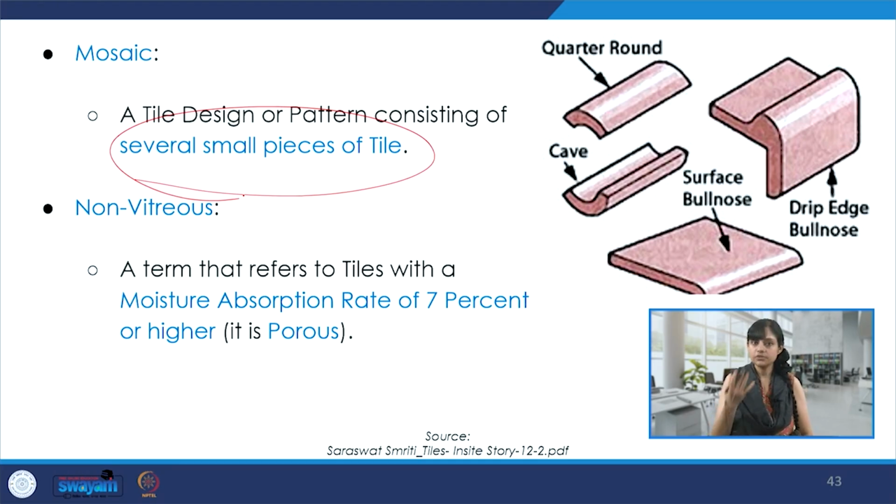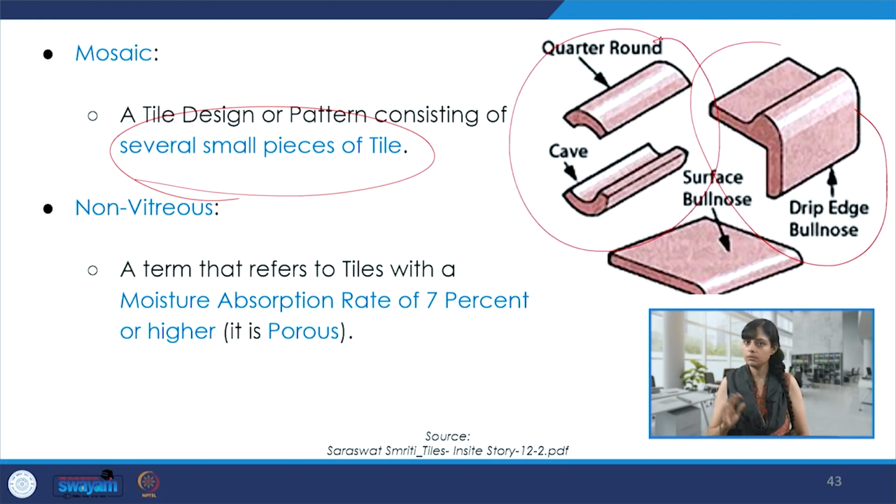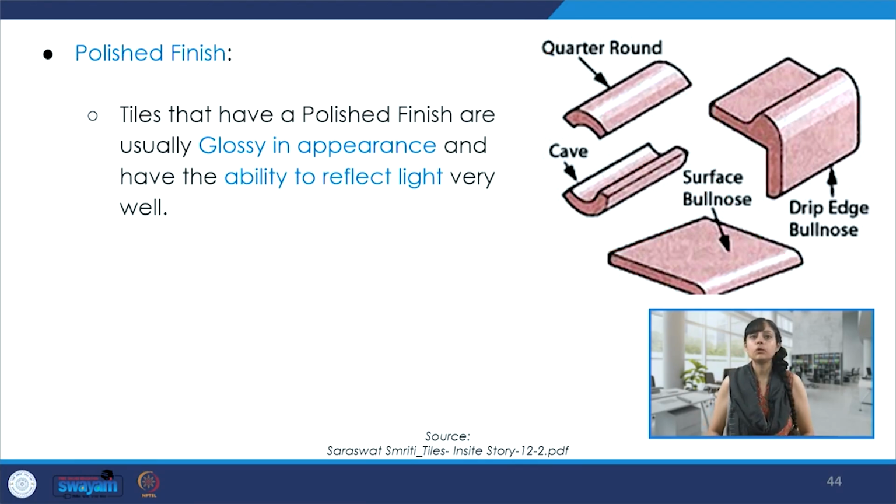Then what is non-vitreous? A term that refers to tiles with a moisture absorption rate of 7% or higher. It is porous. We talked a bit about it, in terms of classification of tiles and the percentage of absorption, just a few slides ago. And these are different kinds of edges and details when we put the tiles on the floor. Now polished finish. Tiles that have a polished finish are usually glossy in appearance and have the ability to reflect light very well.